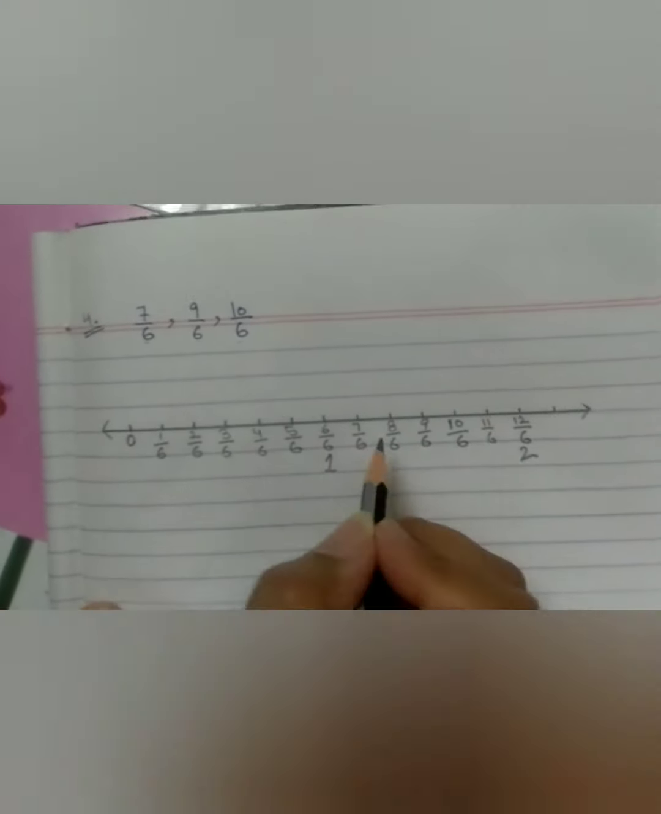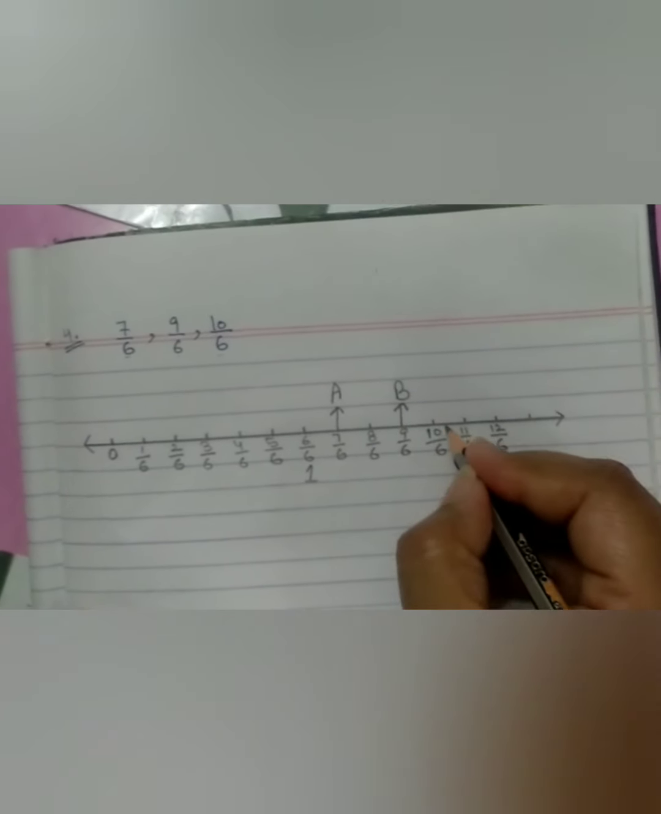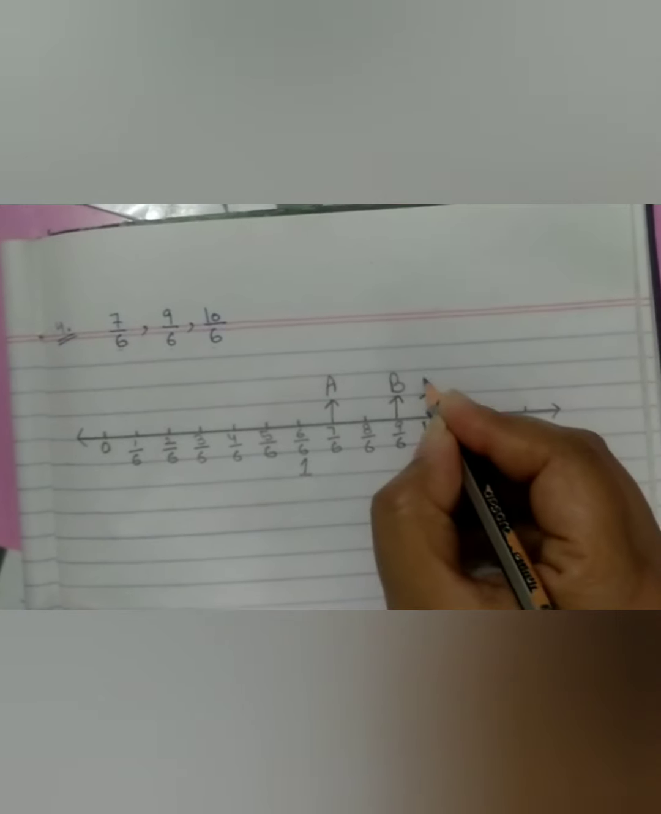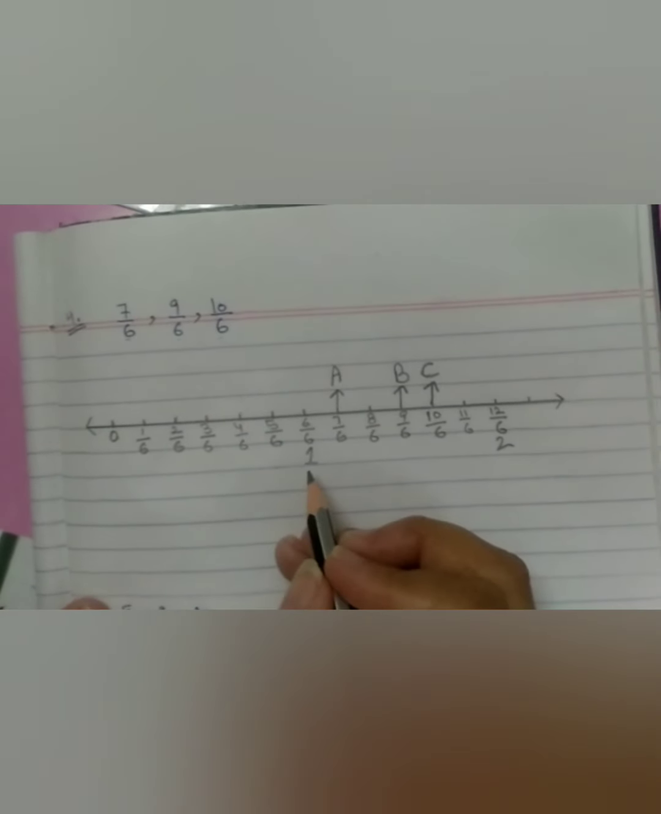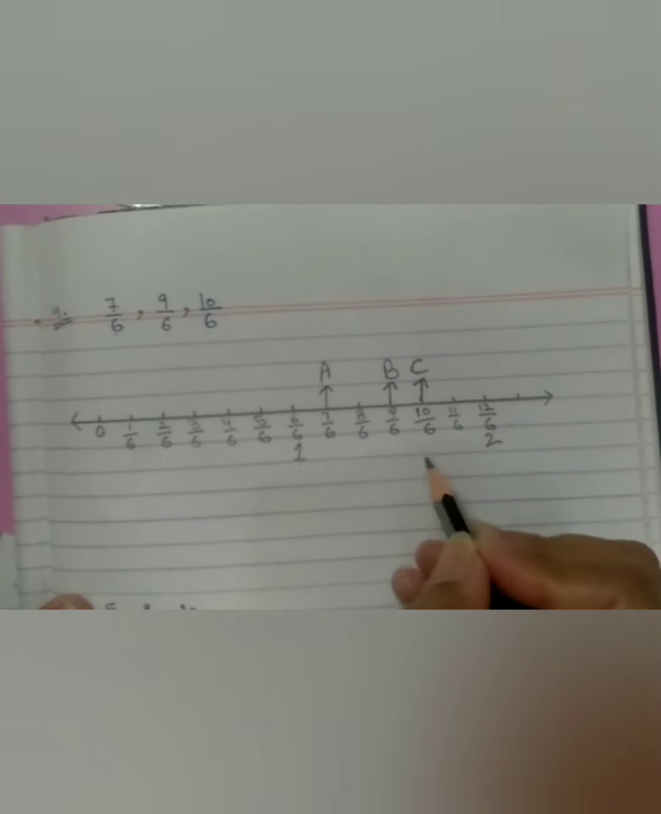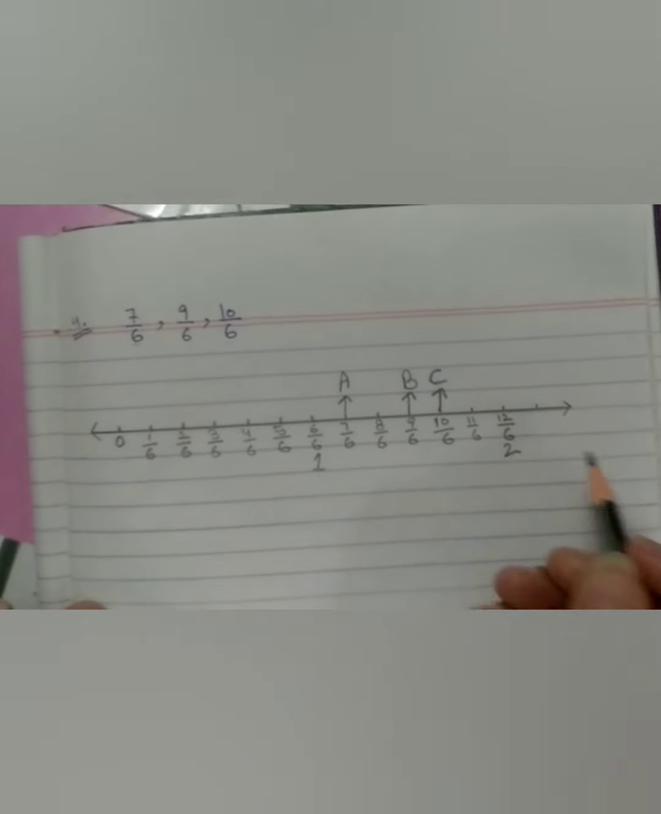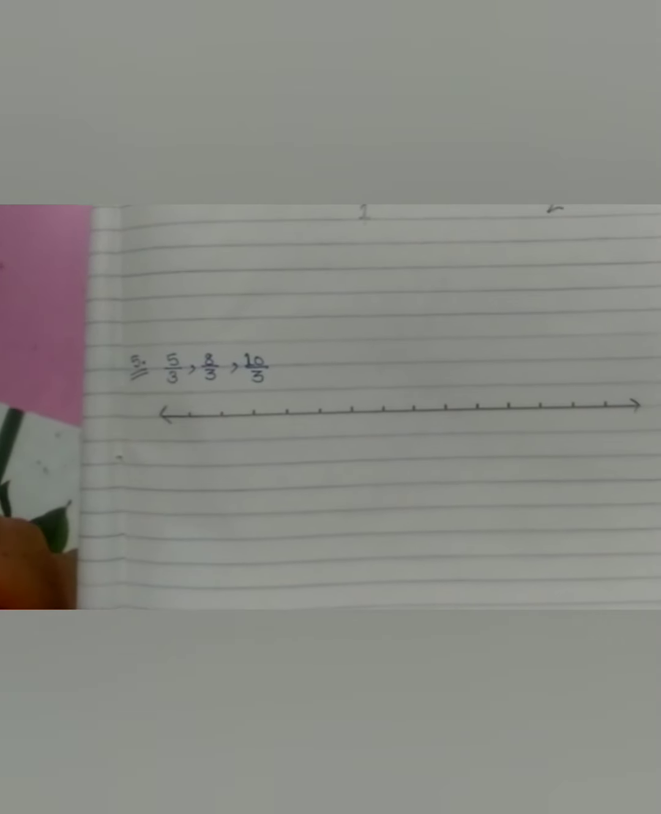So now we will represent. Where is 7 by 6? Here it is. So A represents 7 by 6, B represents 9 by 6, and C represents 10 by 6. Students, don't forget to put the whole numbers here, 1 and 2. You have to complete the number line till the next whole number, right? Let's see one more example now.